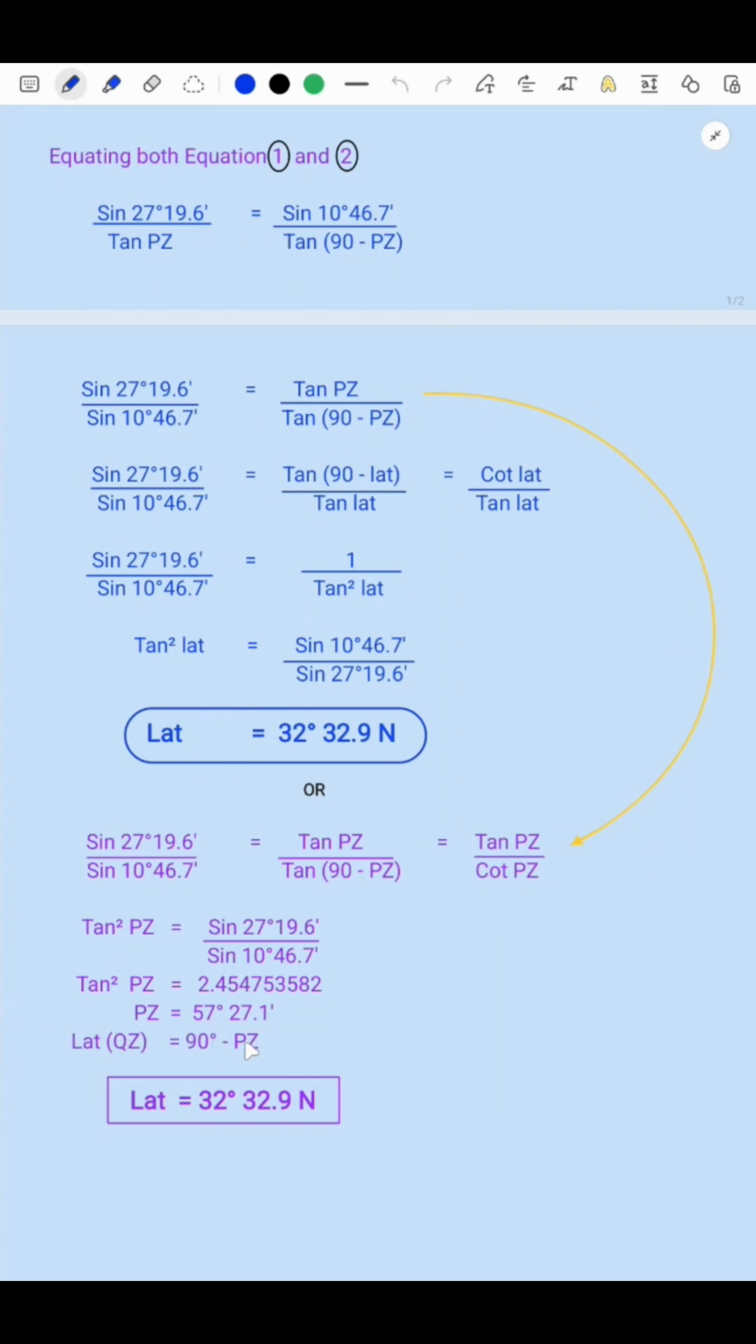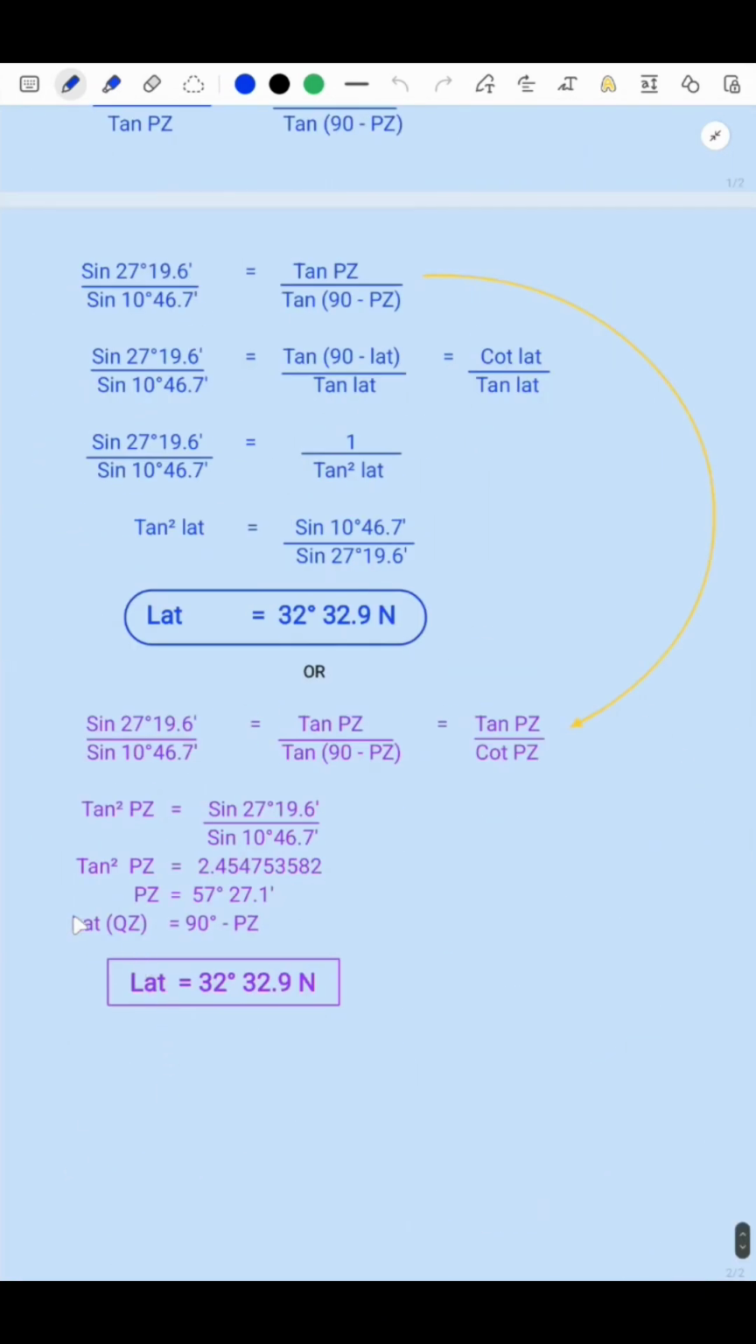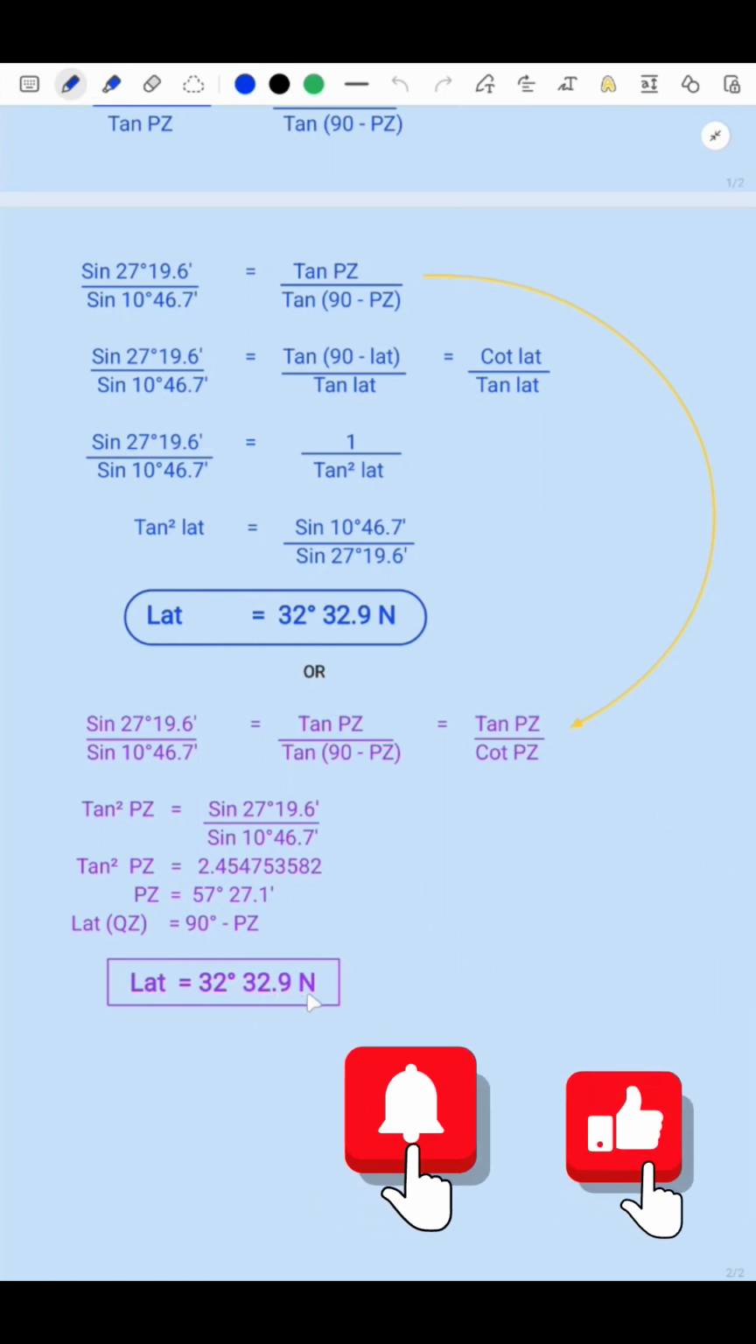That is, 90 degrees minus PZ is the latitude. The pole to the equinoctial is 90 degrees, and 90 minus PZ is ZQ. This is the latitude. So latitude, that is 90 minus PZ, gives lat equal to 32 degree 32.9.